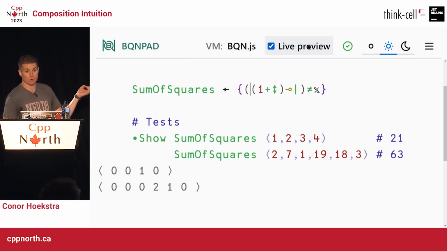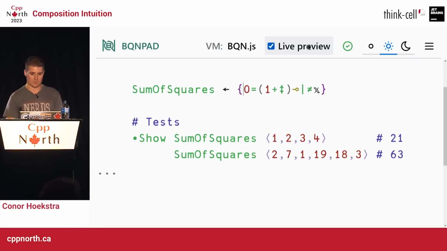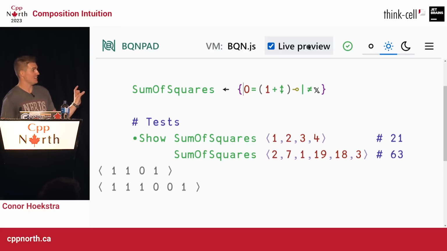And so they're the ones where the modulus corresponds to 0. So we just go 0 equals. Pretty fantastic. And I think we can actually get rid of these parentheses here for a moment. So now we have a mask, which corresponds to the values that we want to square and sum.